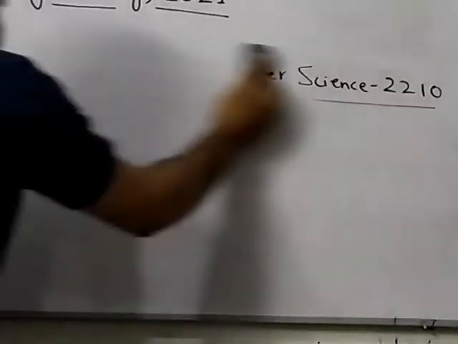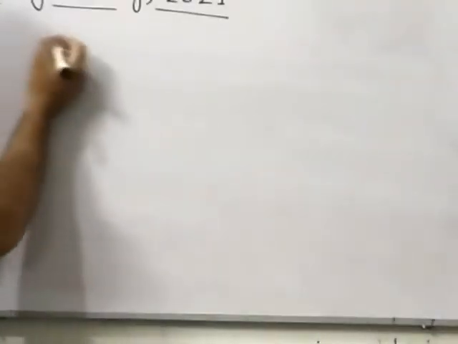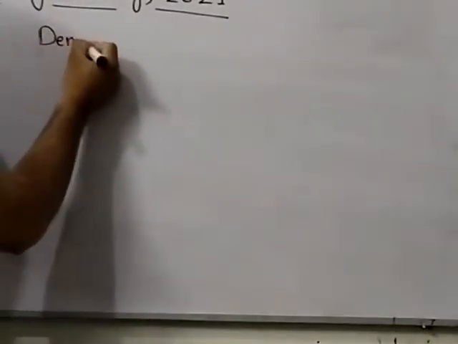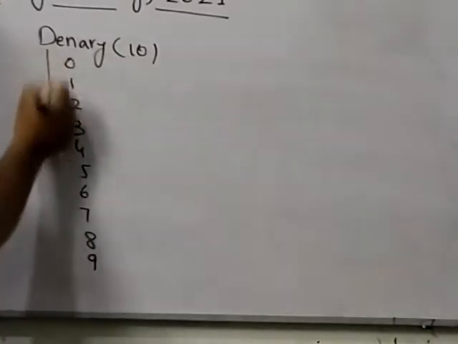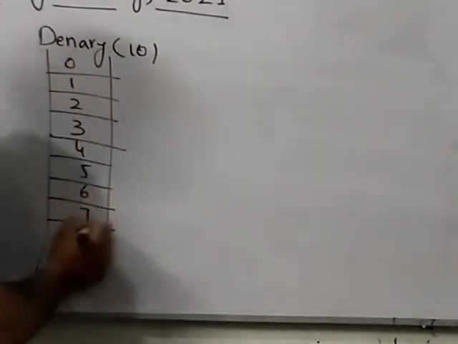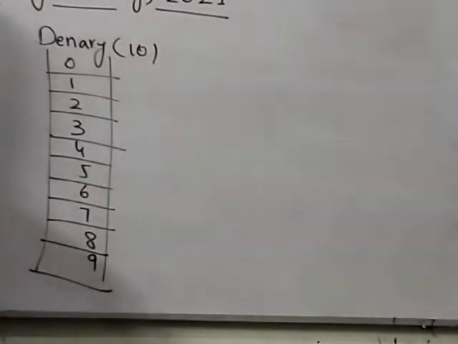So let's do it. Here I am going to write first of all the denary numbers, then I will write the hexa numbers, and then I will write their equivalent binary numbers. So first of all I write the denary numbers, from 0 till 9.